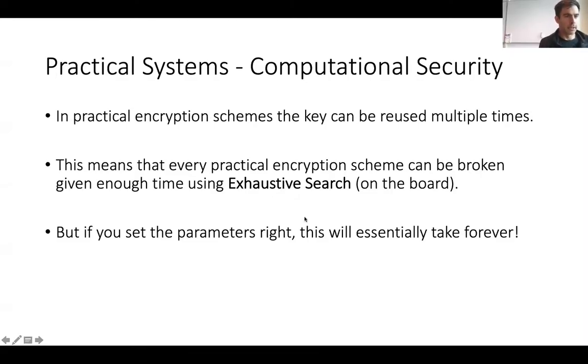Hi, everybody, and welcome back to the second part of the first lecture on confidentiality, where we're going to talk about practical secret key encryption schemes.